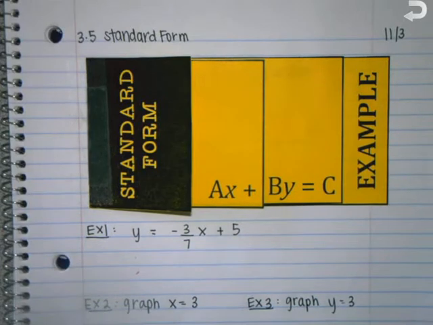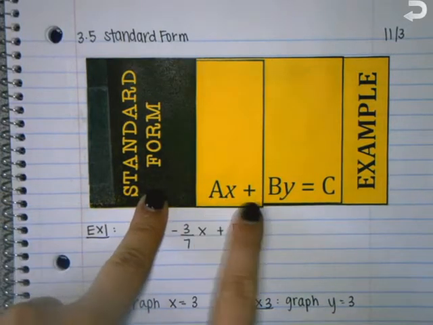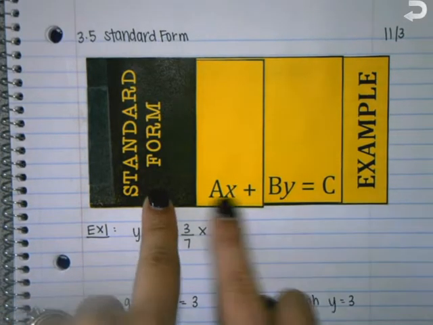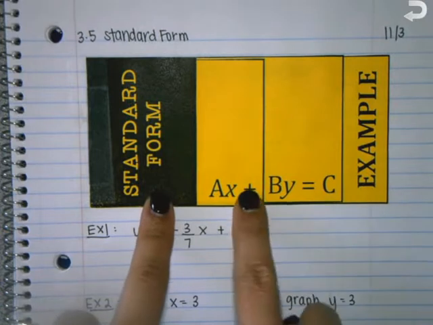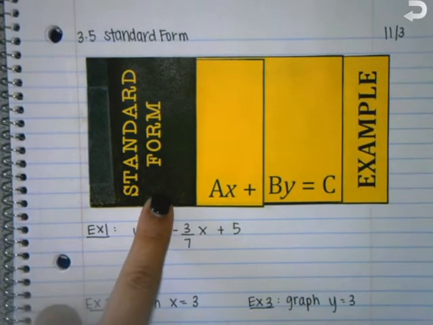So today we're doing 3.5. We've talked about how you can represent a line in slope-intercept form. We've done point-slope form, and so today we're doing what's called standard form. Standard form is Ax + By = C. A, B, and C will be numbers, but the x and the y will stay x's and y's.